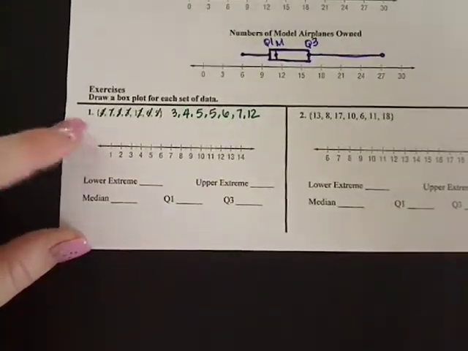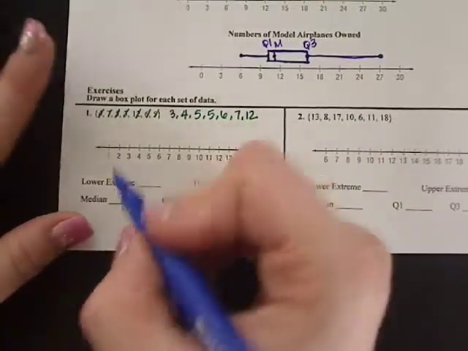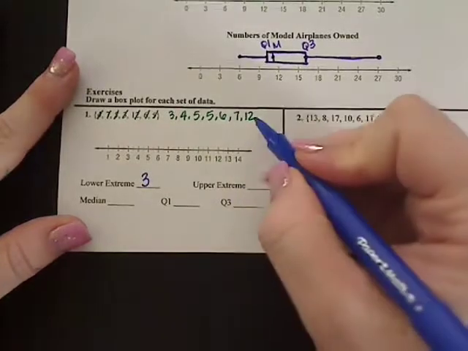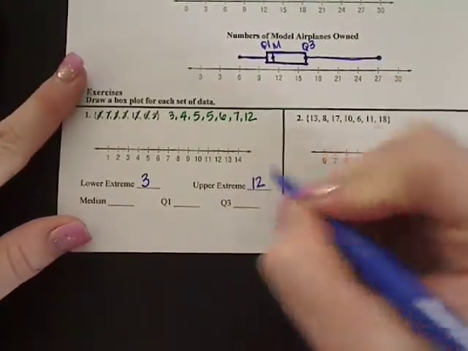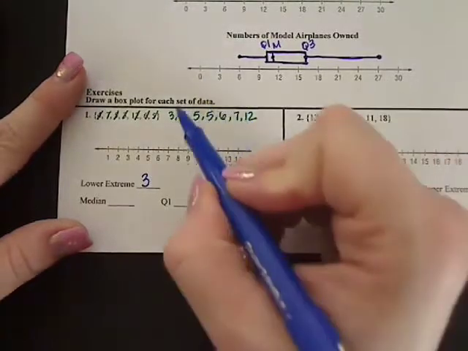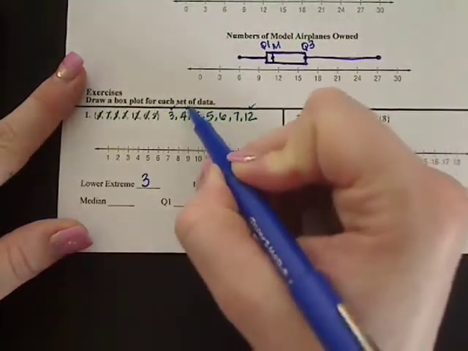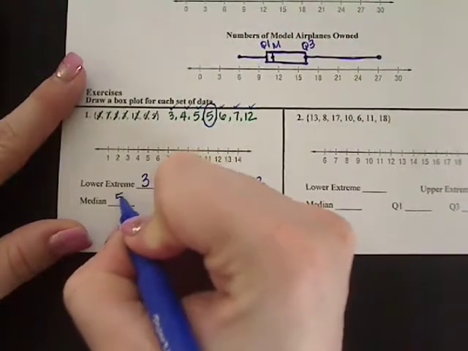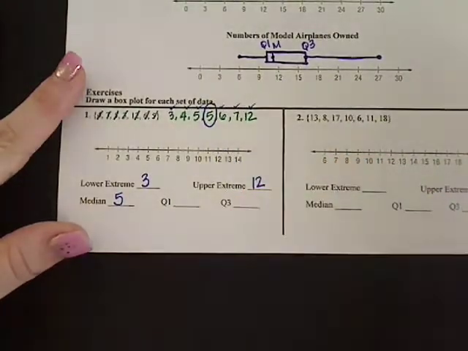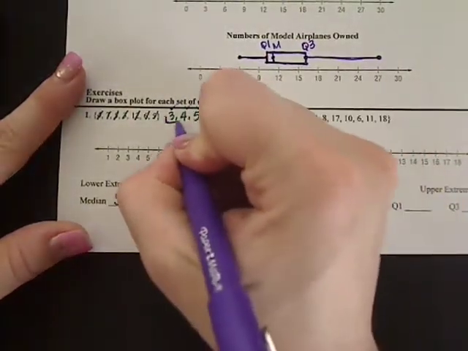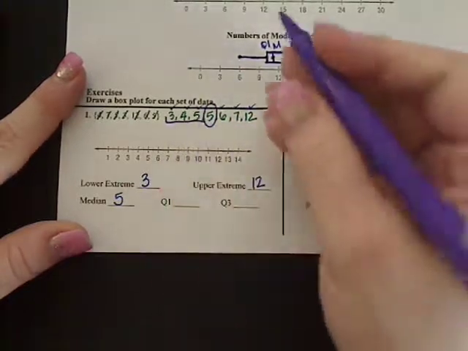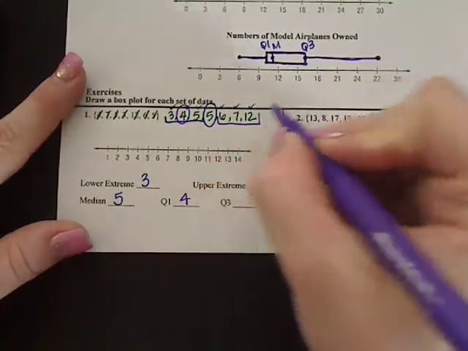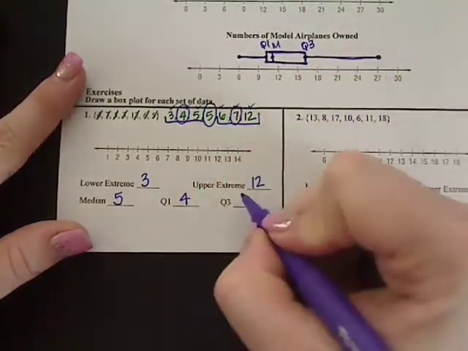Okay, so now that I put them in order, I can label my extremes. So my lower extreme, or my smallest number, is 3. My upper extreme, or my highest number, is 12. Now let's find the median, so that would be the middle. That's going to be 5, so the median is 5. Q1 is going to be the median of the lower half of data. Well, the middle of those numbers is 4. Q3 is the median of the upper half of data. The middle of those is 7.